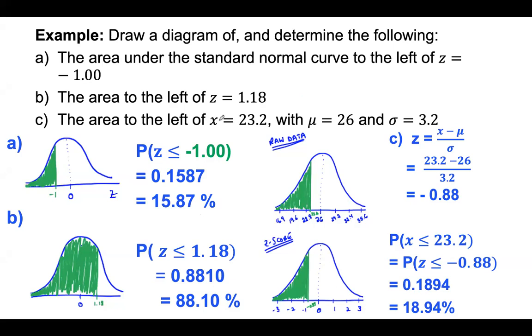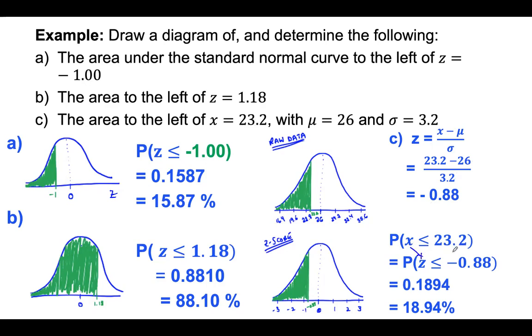The next one is the area to the left of x equals 23.2 with this mean and standard deviation. Well, we want to convert it. We know the mean is 26, and that converts to a 0. We have our x value of 23.2, but we want to calculate that z-score. So we calculate 23.2 minus 26 divided by 3.2 and get -0.88. So this is the same as the probability of x being less than 23.2, and this x can be converted to our z.